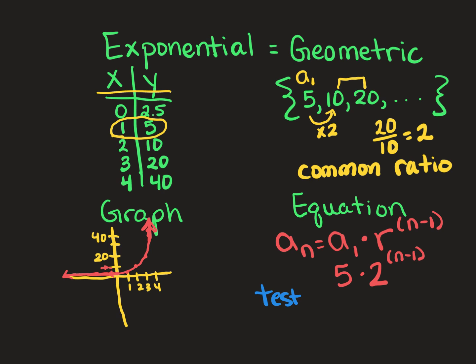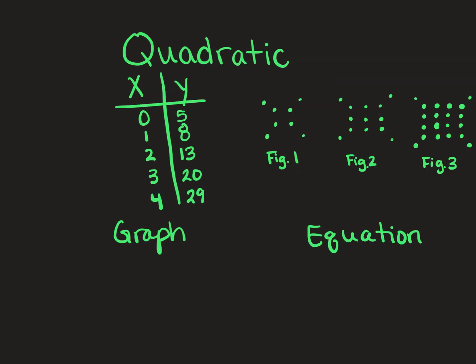If we want to test this, I'm going to use the 20. That was our third number in our sequence. So if I plug a 3 into our equation, I should get a 20. Now with this order of operations, I would do the exponent first because there's implied grouping symbols. So 3 minus 1 will give us 2. We do the exponent next, so 2 raised to the power of 2 is 4, and then 5 times 4 would give us that 20.